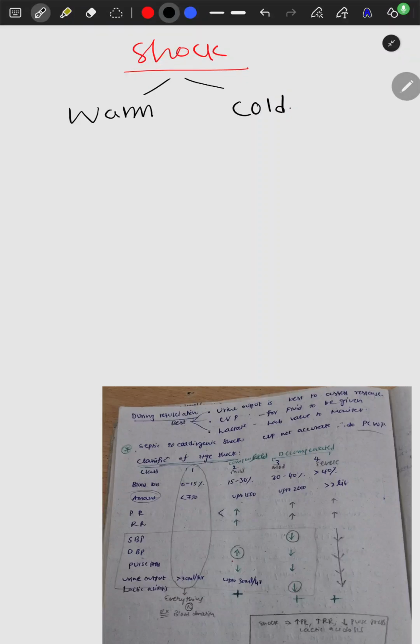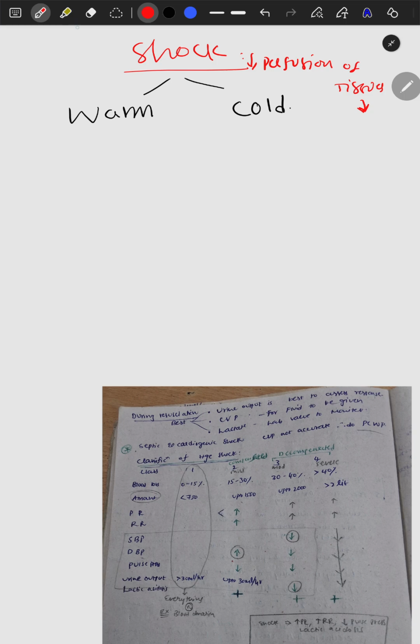To discuss about the shock. Okay, in shock, first and foremost thing, what is shock? Shock means it is a decreased perfusion of the tissues. Okay, decreased perfusion of tissues due to loss of blood or decreased hemoglobin, like that.